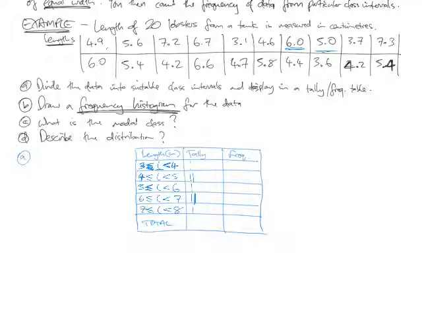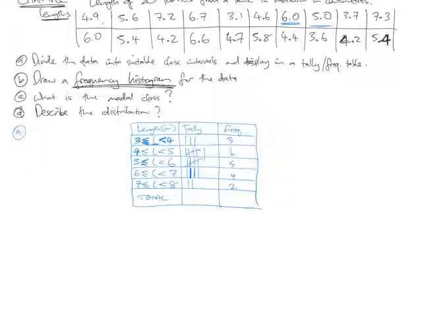5 is exactly 5, so that would be on this class interval. 3.7, 7.3 here, 6 exactly there. 5.4, 4.2, 6.6, 4.7, 5.8, 4.4, 3.6, 4.2, and 5.4. Right, so our frequency is 3, 6, 5, 4, 2. Add them up. 10, 15, 16, 17, 18, 19, 20. You got a total of 20 there.